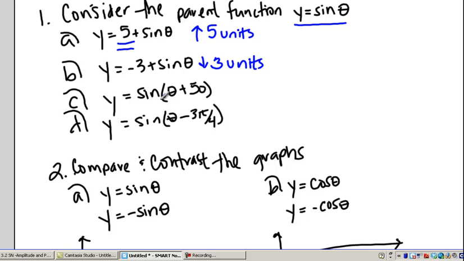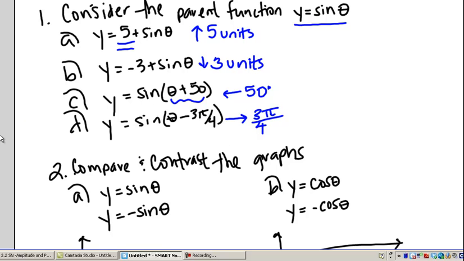On c, remember this is on the inside, so we know it's going to affect horizontally. This is a review from Unit 1. Okay, so it's on the inside. Remember, when it's on the inside, you do the opposite of what you think. So you're going to the left 50 degrees, or 50 units. I would take either one. And on d, y equals sine of theta minus, means we're going to the right 3 pi over 4.